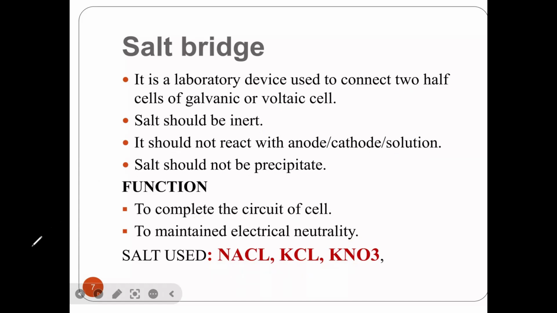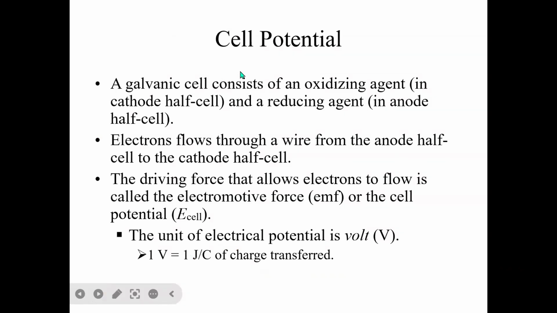So the next thing is cell potential. A cell potential is a driving force, or an energy, used in the transfer of electrons from the anode to the cathode. So that is what you call a cell potential. It's a driving force, or an energy used to transfer electrons from anode to cathode, and that is what you call cell potential.